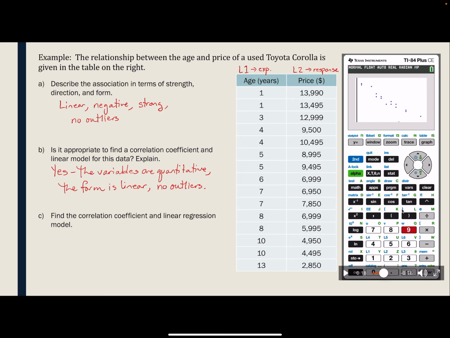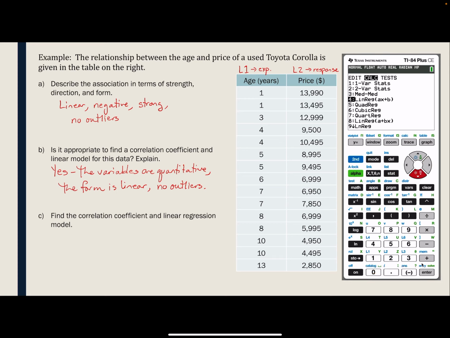Let's find the correlation coefficient and the linear model. Remember that we find this all in the same place. We go to Stat, Calc, and choose number 4. As long as you have your explanatory variable in L1 and your response variable in L2, you shouldn't have to change this at all. Go down to calculate, and here's the output. Our correlation coefficient is negative 0.97. It's a very strong negative linear correlation.